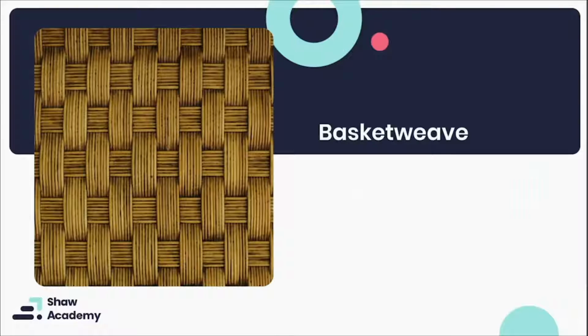Basket weave is constructed when groups of warp and weft yarns are interlaced so that they form a simple crisscross pattern as seen in the image. It can be identified by its checkered appearance. Examples of basket weave fabrics include canvas, oxford, and sailcloth.